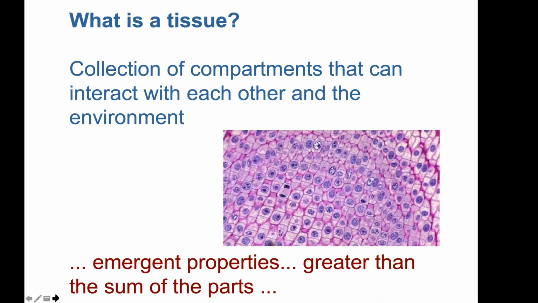So there's been a lot of work on synthetic cells, which many of you are involved in, but there's been much less work, I would say, on synthetic tissues. So we might ask, what is a tissue compared to a cell? Well, it's a collection of compartments rather than individual compartments. And these compartments can interact with each other and the environment. And that allows these materials to have emergent properties which are greater than the sum of the individual parts.